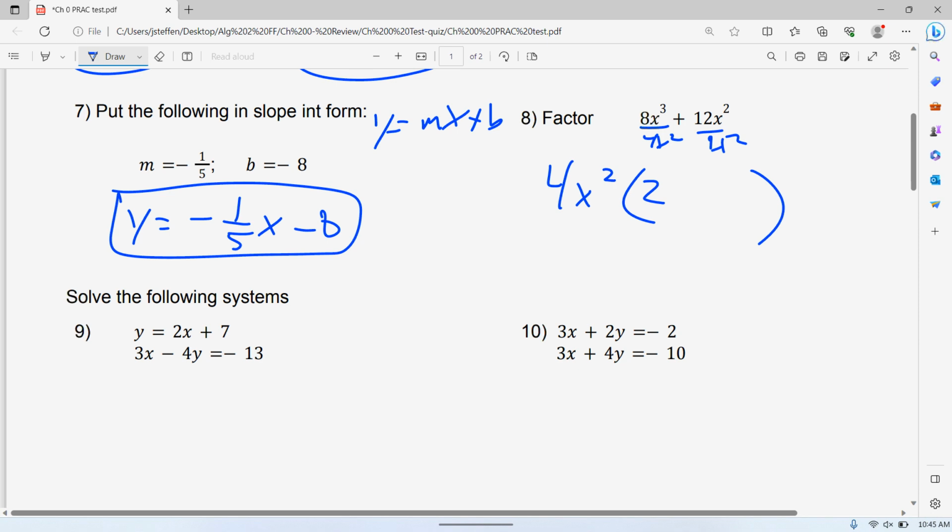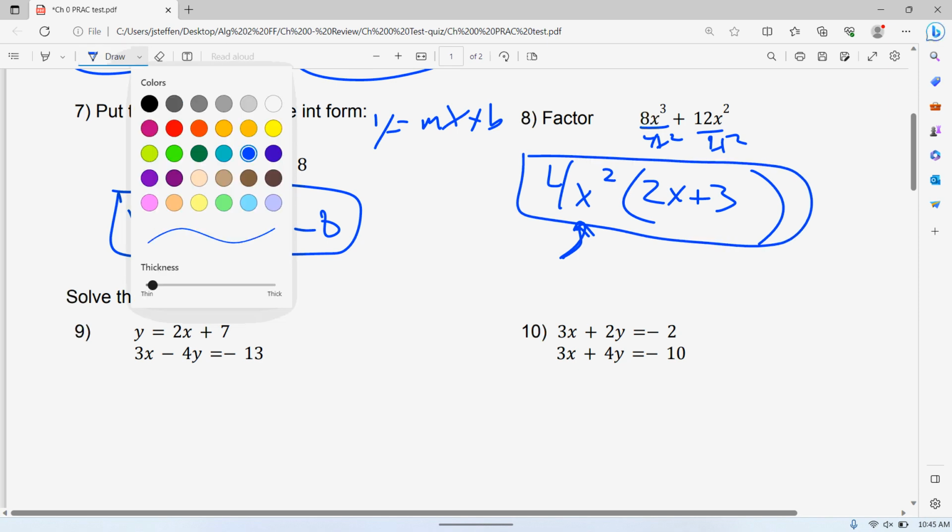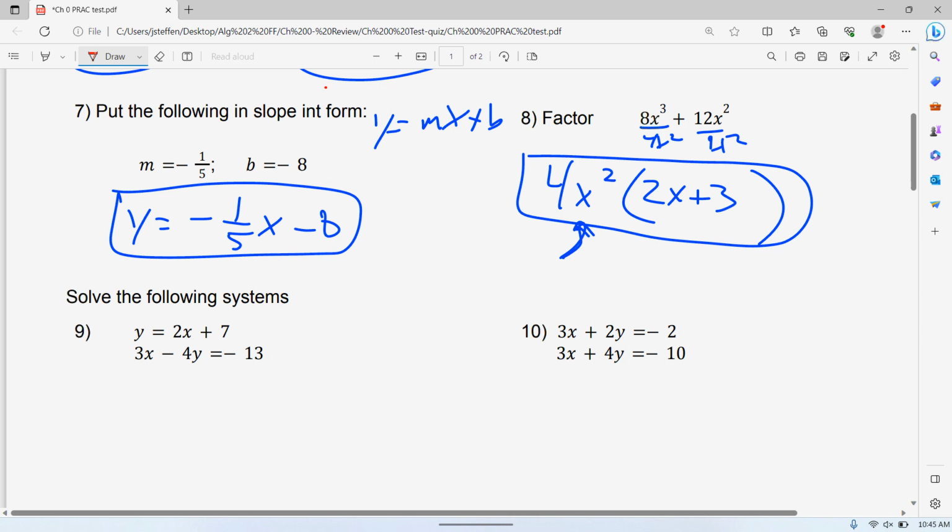And then this is the way I do my variables. I had 3 x's. I took 2 of them out. So how many do I have left? 1. 12 divided by 4 is 3. I had 2 x's. I took 2 of them out. So we don't have any x's left. So we are just left with this. Now again, check backwards, distribute that 4x squared. 4x squared times 2x is 8x to the third. And 4x squared times 3 is 12x squared.